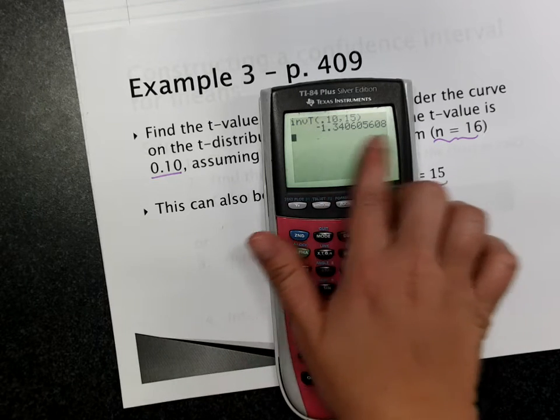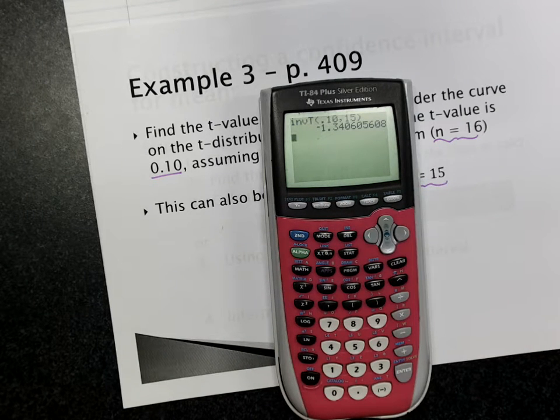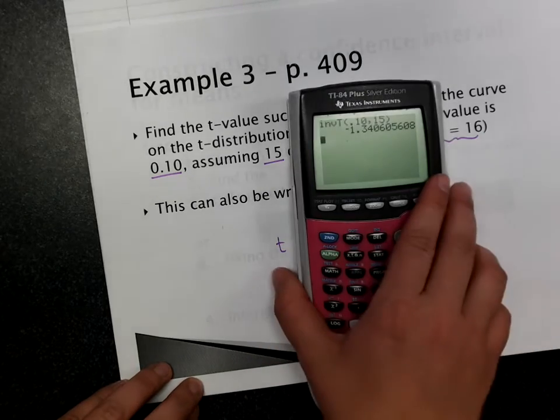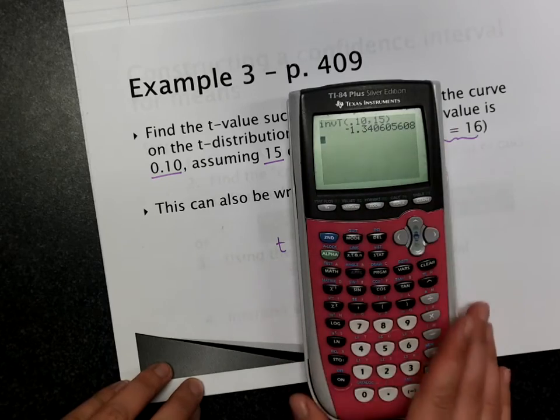So these are our critical values for confidence intervals for means. We use the t-values. So 1.341. So you can use a chart or you can use inverse t in the calculator.